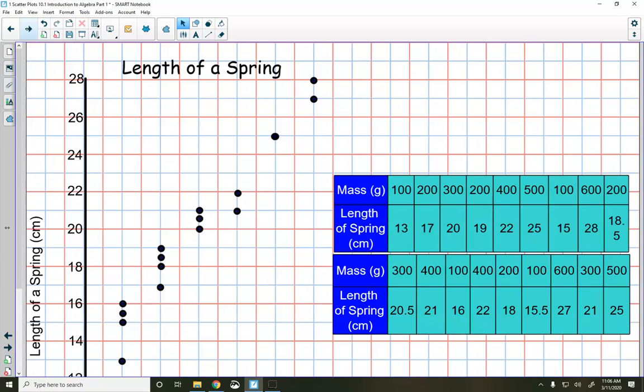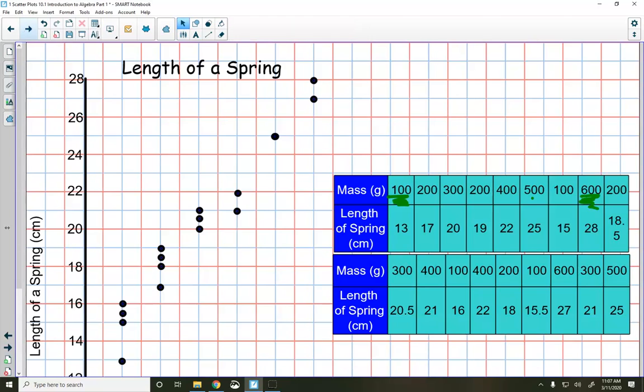The first thing I did is I looked at all the numbers of the mass. We have 100, 200, 300, 200, 400, 500, 100, 600, 200, 300, 400, 100, 400, 200, 100, 600, 300, 500. Those are all the x values. I noticed that the smallest value I saw was 100, and the largest was 600.